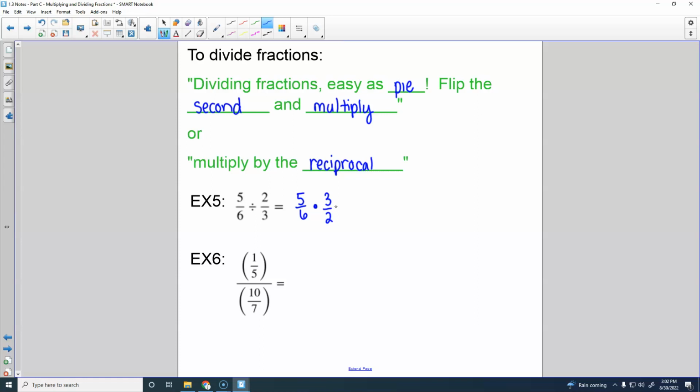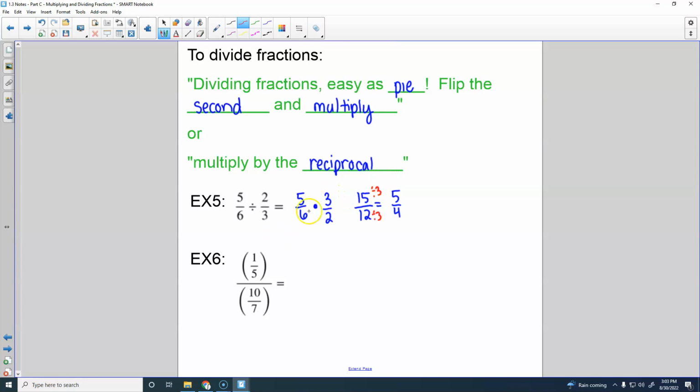Okay, thank you. All right. So once we flip, we're just multiplying straight across. So 5 times 3 is going to give us 15. 6 times 2 is 12. And will that reduce? It will. What will go into both of them? 3. So I will get 5 over 4 if I divide both of those by 3.